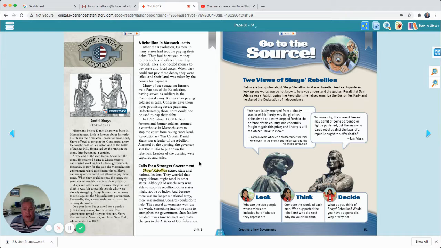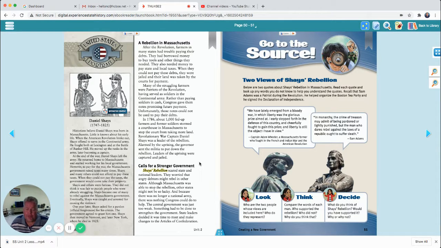Calls for a stronger government. Shays' Rebellion scared state and national leaders. They worried that angry debtors might rebel in other states. Although Massachusetts was able to stop the rebellion, other states might not be so lucky. And because there was no longer a national army, there was nothing Congress could do to help. The central government was just too weak. Something had to be done to strengthen the government. State leaders decided it was time to make changes to the Articles of Confederation.